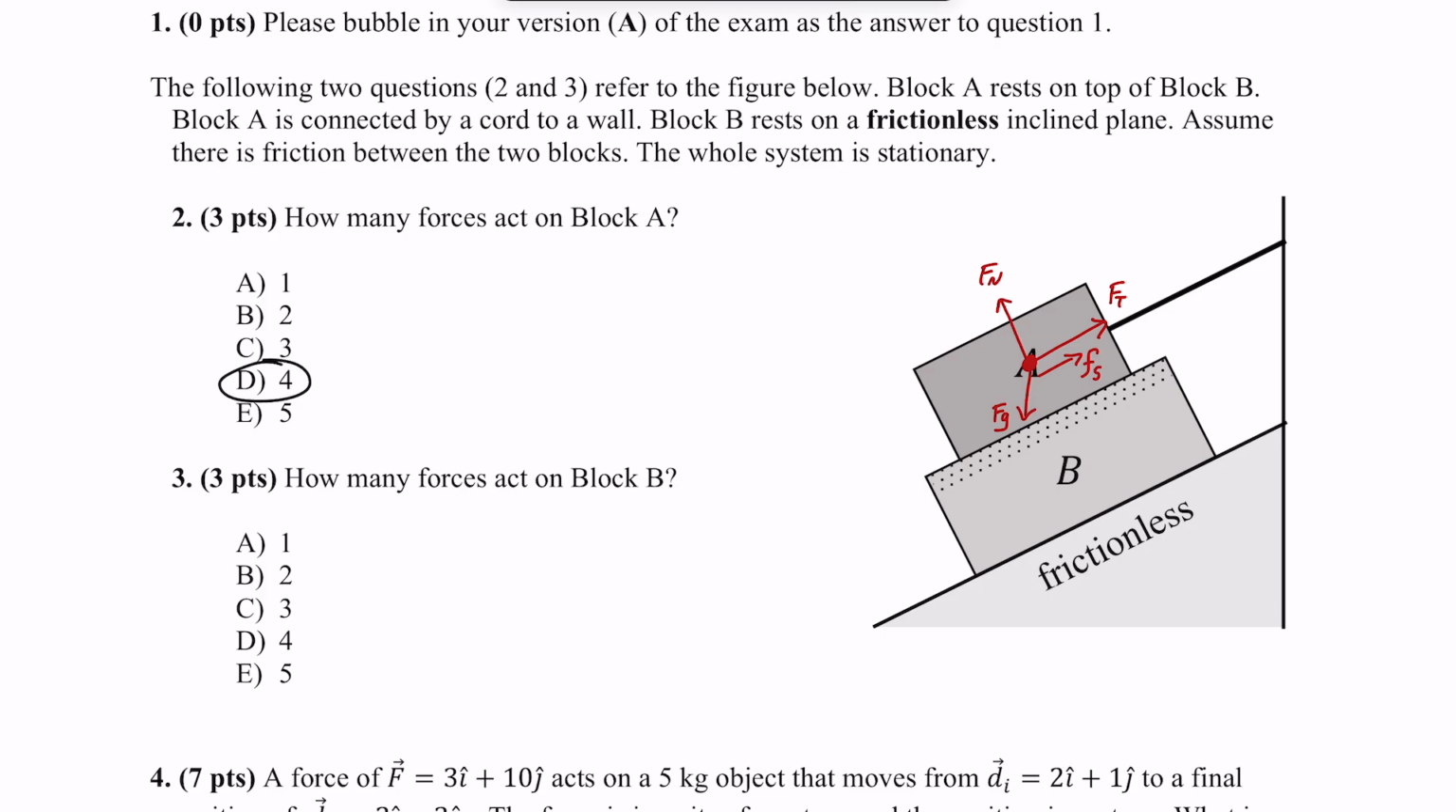Repeating the same process for block B, we have a force due to gravity, a normal force from being in contact with the ground, a normal force from being in contact with block A, and a force due to friction that is opposite in direction but equal in magnitude to the force due to friction acting on block A. So counting those all up, we have 1, 2, 3, 4 forces on B as well.